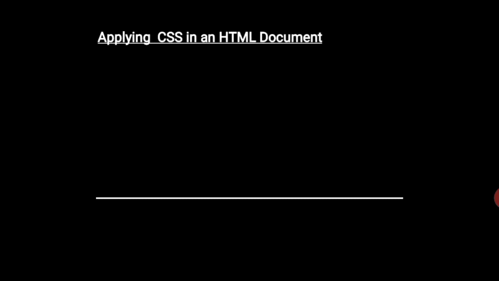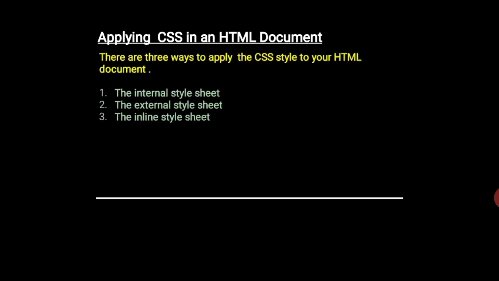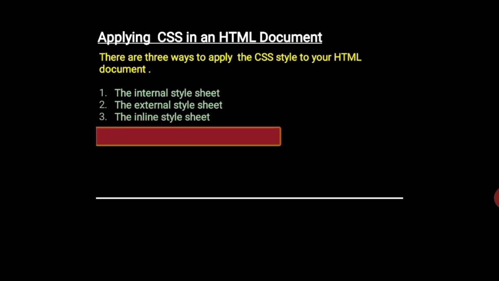So how do we apply CSS in an HTML document? Now let us see. There are three ways to apply the CSS style: one is internal, another is external, and the other is inline style sheet. These are the three ways to define or apply CSS in an HTML document.